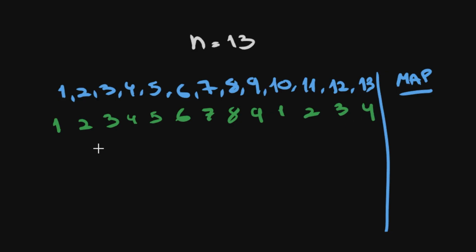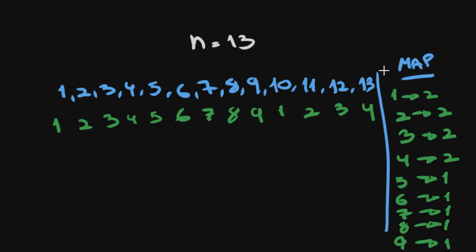And for every iteration, we want to create our frequency map of sums. So for example, the 1 shows 2 times here. And the 2 shows 2 times also. Okay? And for example, the 6 shows 1 time. So let's create the map. And this would be our map.